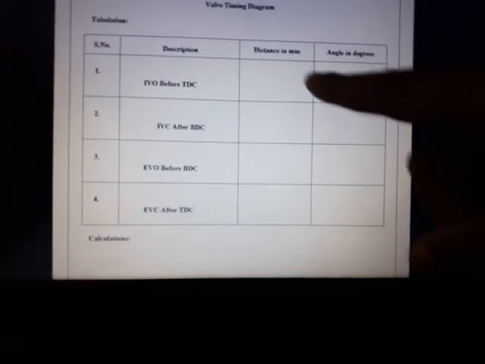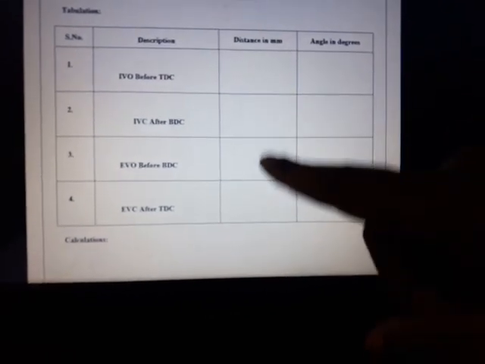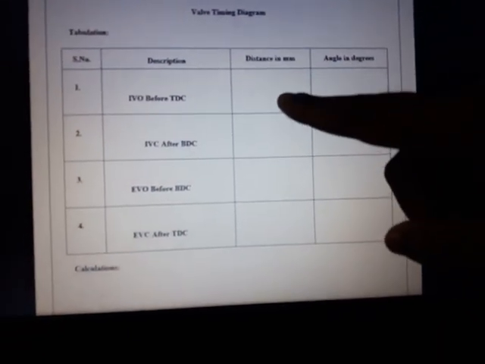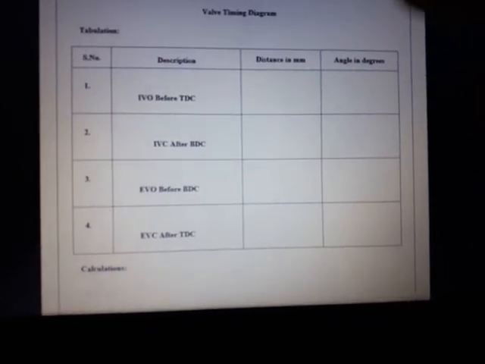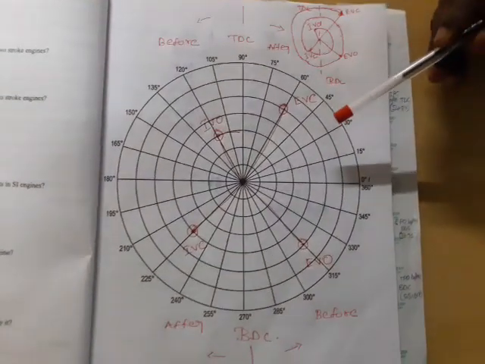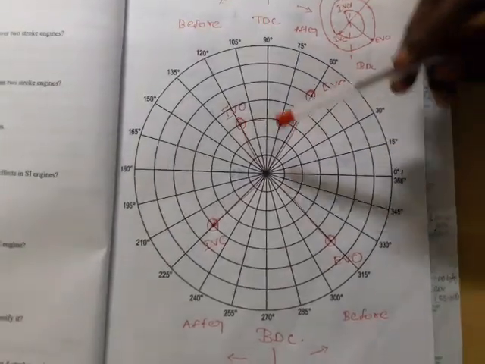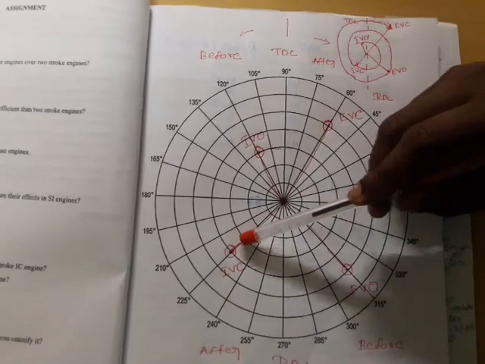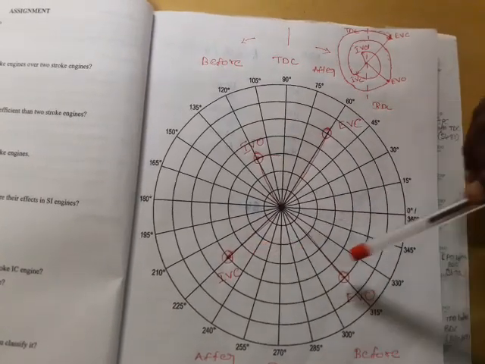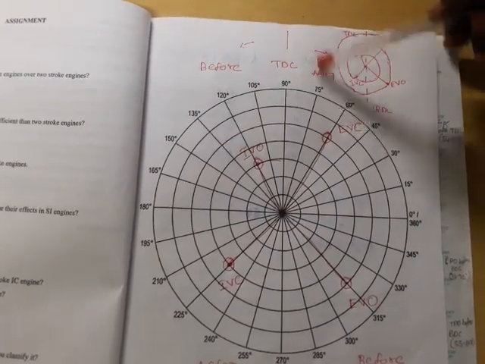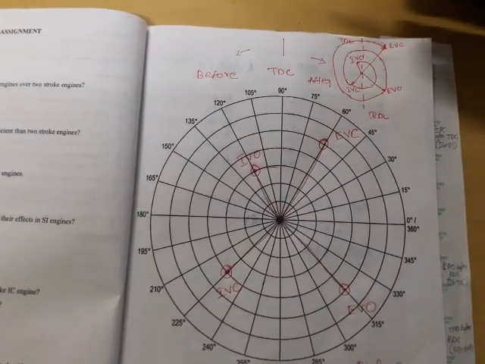After taking the measurements, you have to enter them in the approximate column. Then, using the formula I discussed earlier, you convert the circumferential distance into angle. By this we can draw the actual valve timing diagram. There is a graph called a polar graph, in which we mark the values we have obtained: inlet valve open and close, then exhaust valve open and close. Finally we get the output like this. So this is the valve timing diagram.